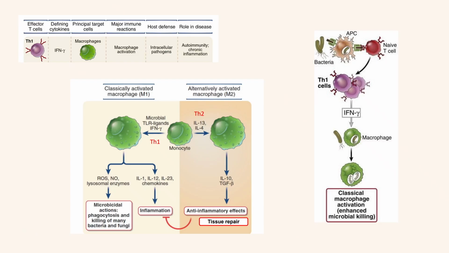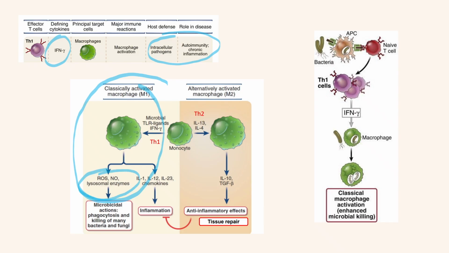CD4 helper T cells are differentiated into specialized subsets based on the cytokines they are going to produce and the functions that they carry out. The first subset is Th1 cells, which produce interferon gamma, and the Th1 cells are going to activate macrophages through the classical macrophage activation pathway, and this is going to increase the production of the reactive oxygen species, nitric oxide, and the lysosomal enzymes, and this is going to enhance the killing of intracellular microbes, especially bacteria and viruses that are going to survive inside phagocytes.